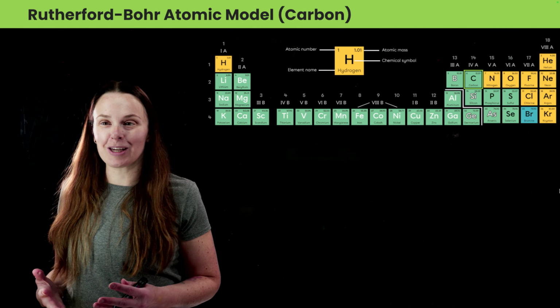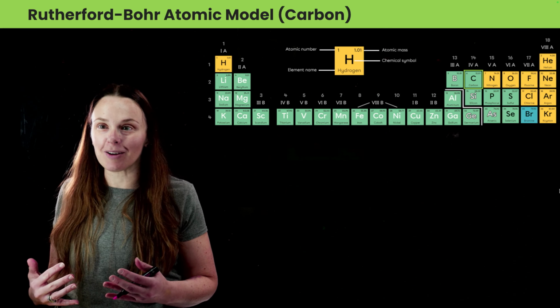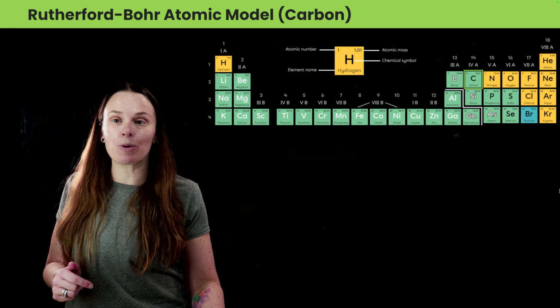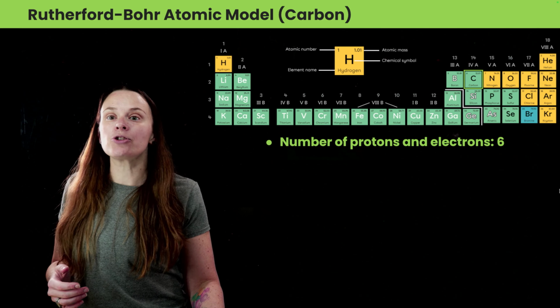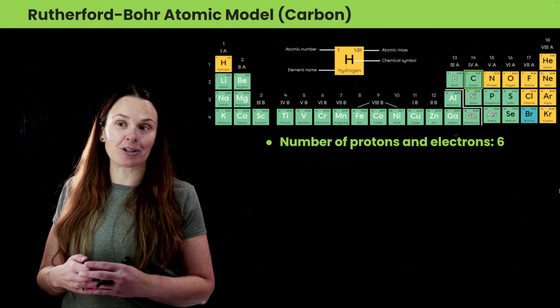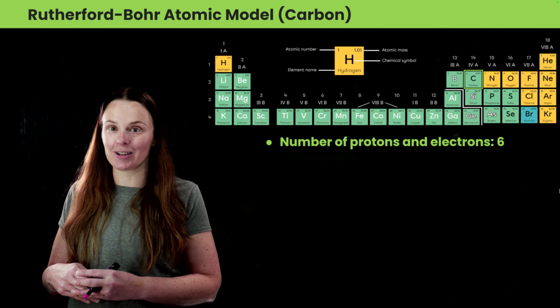We can also use the information from the periodic table to construct a Rutherford-Bohr model. In order for us to do that, which is in our next examples, we need 3 things, actually. So we need the number of protons and electrons. If we're looking at number 6 in this example, we're going to be looking at carbon, because carbon is number 6 in the periodic table.